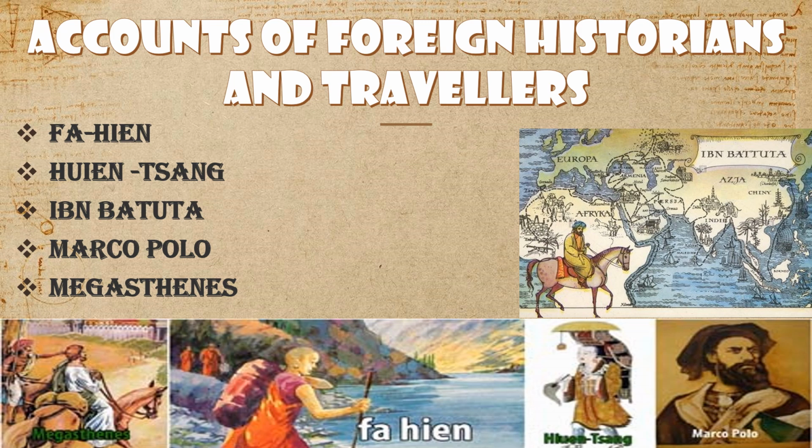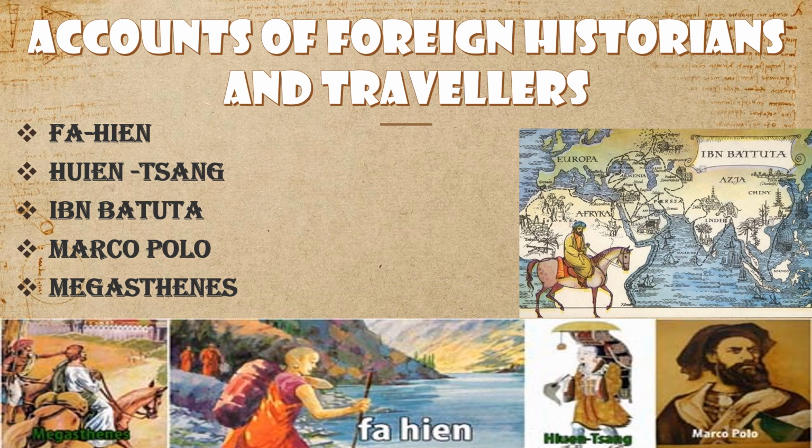Fa-Hien was a very famous Chinese traveler who traveled India, and he even wrote a famous book on the records of Buddhists. And the next was Hiuen Tsang, who wrote a book called Si-Yu-Ki, which was the record of the Western world. So these travelers were very popular because they came to India and wrote their own personal observations. So it also helps us understand the ancient history of India.